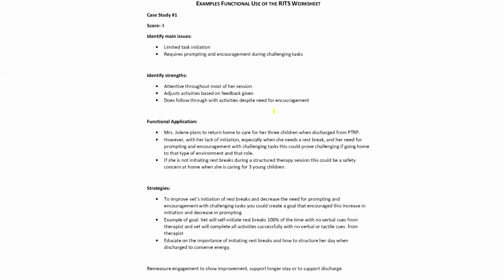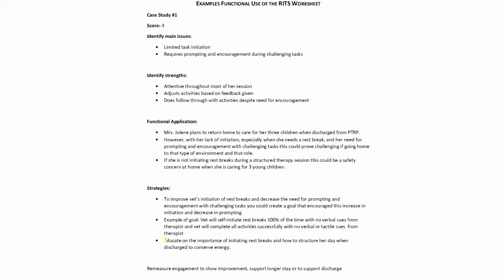So, possible strategies and example goals. Some example strategies could be to improve the vet's initiation of rest breaks and decrease the need for prompting and encouragement with challenging tasks. You could create a goal that encourages this increase in initiation and decrease in prompting. These example goals could include: the vet will self-initiate rest breaks 100% of the time with no verbal cues from the therapist, and/or the vet will complete all activities successfully with no verbal or tactile cues from therapists.